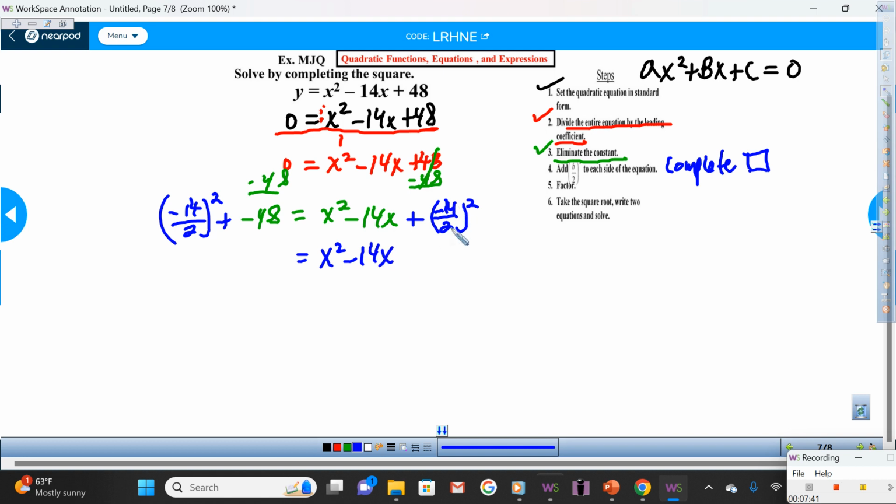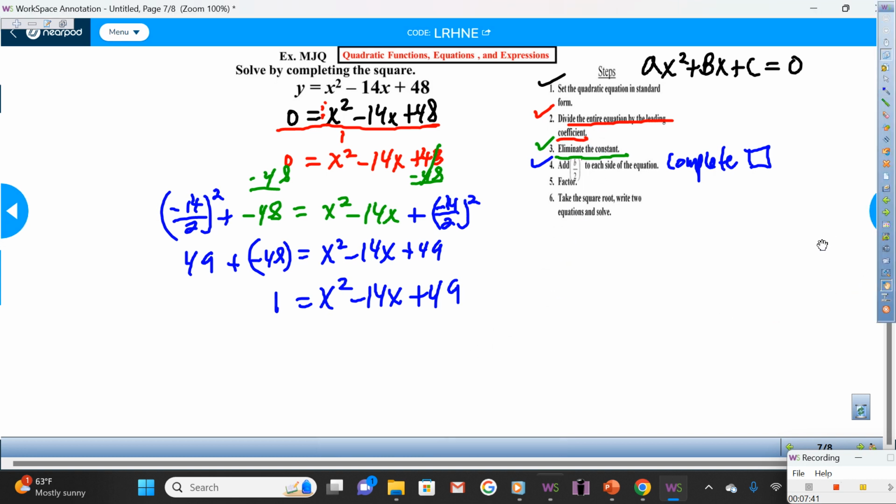Therefore, let's see, x squared minus 14x. What is negative 14 divided by 2? Negative 7. What is negative 7 squared? 49. So therefore, on this side, I just write 49 plus negative 48. Can we simplify the left side? Yes. 49 minus 48 is 1. Step 4 is done. Let's go to step 5.